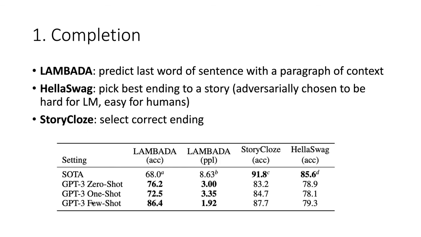Okay, so the completion tasks, you have LAMBADA, HellaSwag, and StoryCloze. All these are data set names. For LAMBADA, the idea is to predict the last word of a sentence with a paragraph of context. HellaSwag is to pick the best ending to a story, and the examples were chosen to be hard for a language model. And then StoryCloze, same idea. The idea is to select the correct ending.